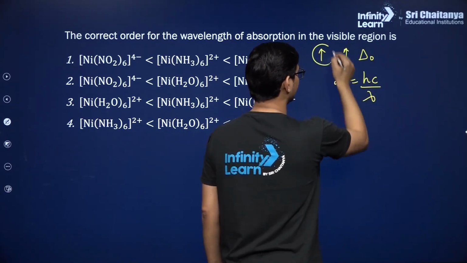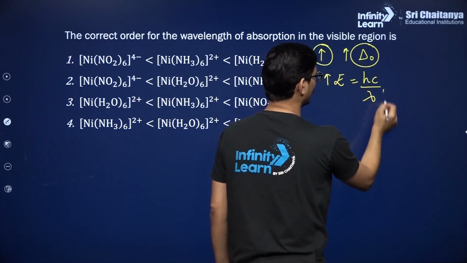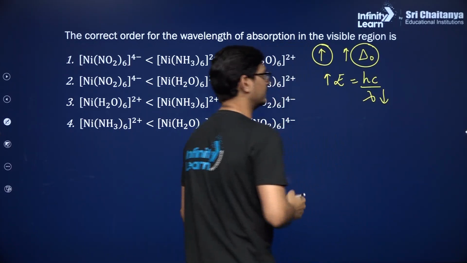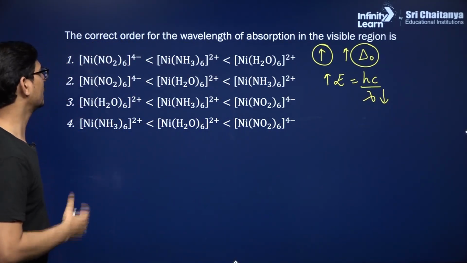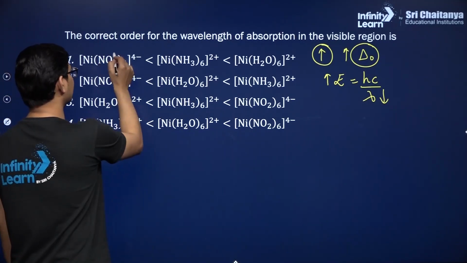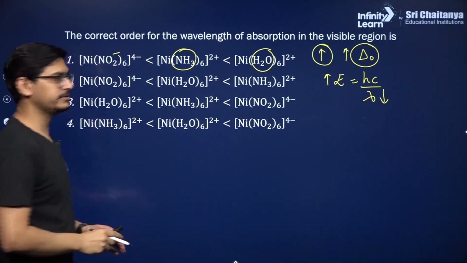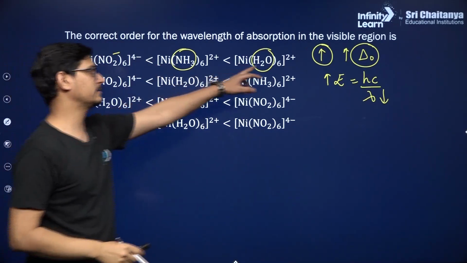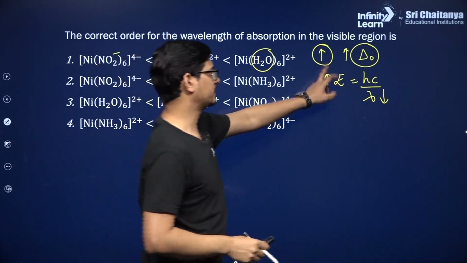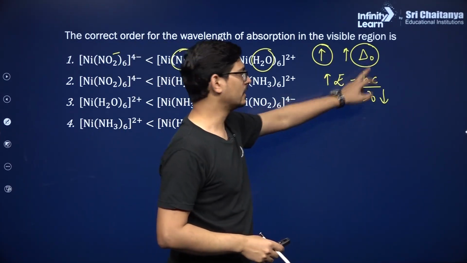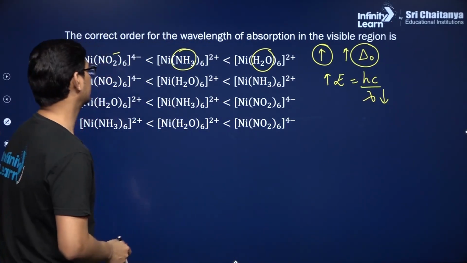Right? So greater the strength of ligand, greater the crystal field splitting, but greater the crystal field splitting, lower the wavelength. So can I say that wavelength of absorption is inversely proportional to the ligand strength? Now here NO2 minus, NH3 and water. Yes, we know that in general nitrogen donors are stronger ligands than oxygen donors, so water is a weak field ligand. Because water is a weak field ligand, its CFSE is least, its wavelength should be maximum. So that gives us the correct answer, right?